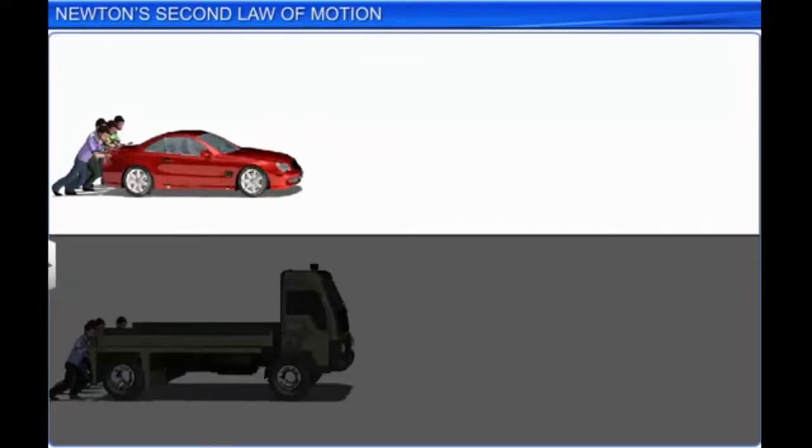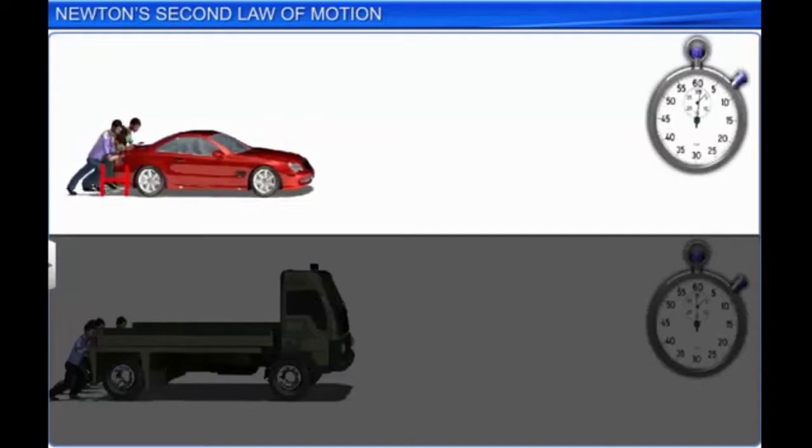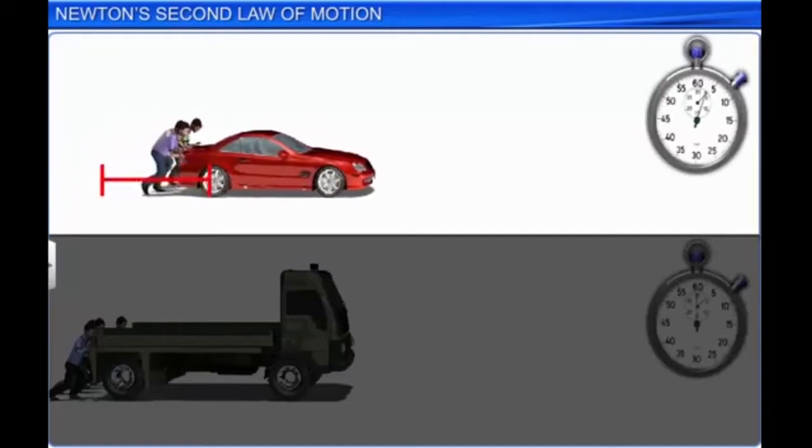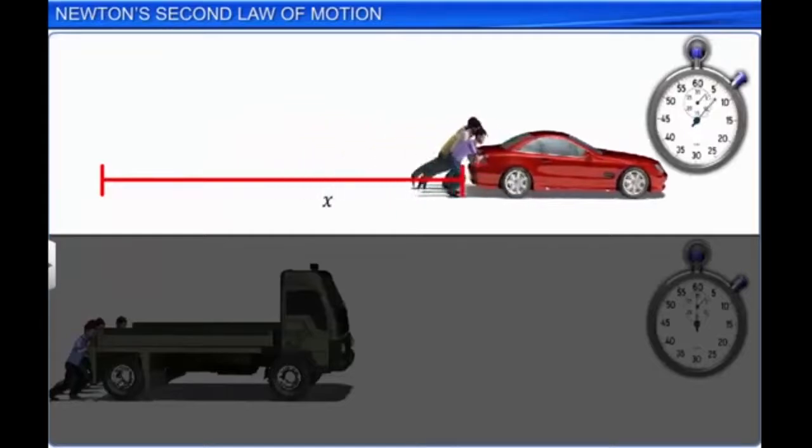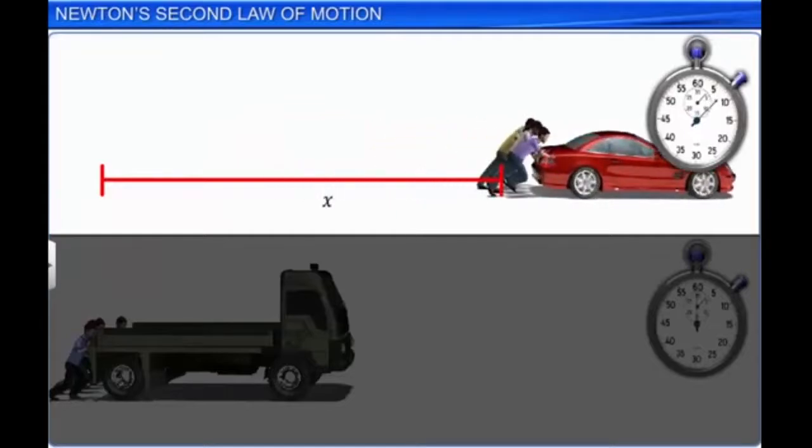4 persons push the car for a certain length of time, at the end of which the car moves with a certain velocity. We say that the car has acquired momentum. A truck is at rest.